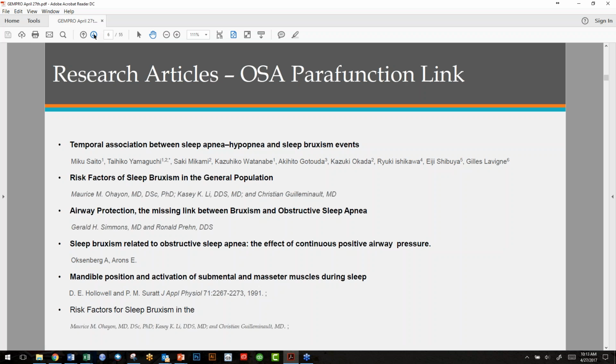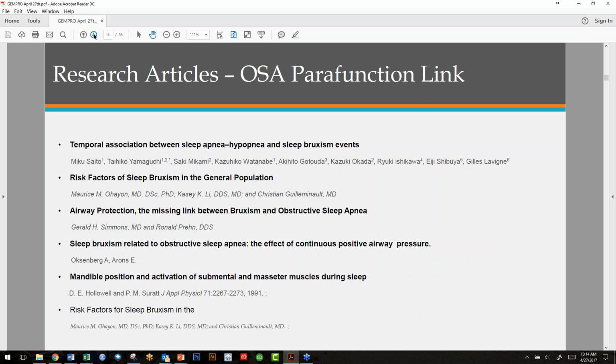So like the first one, temporal association between sleep apnea, hypopnea, and sleep bruxism. There's a lot of, I wouldn't say controversy, but in some groups there's reluctance to say this causes that. So when we talk about temporal association, we're just describing, okay, an airway event happens, and then right after that there's a parafunction.